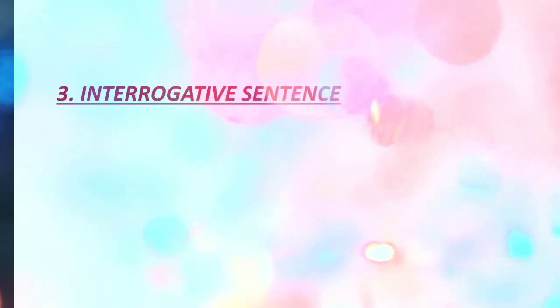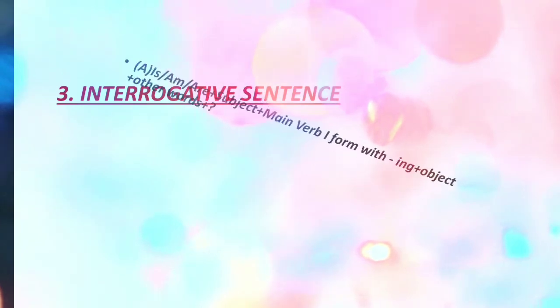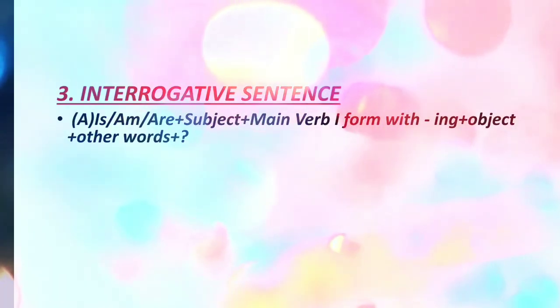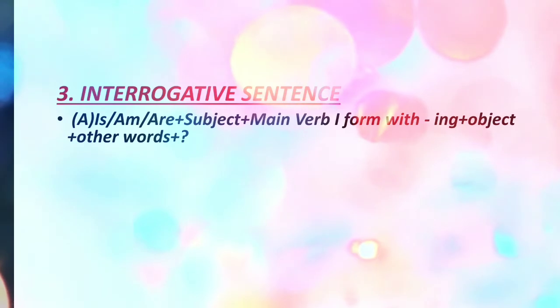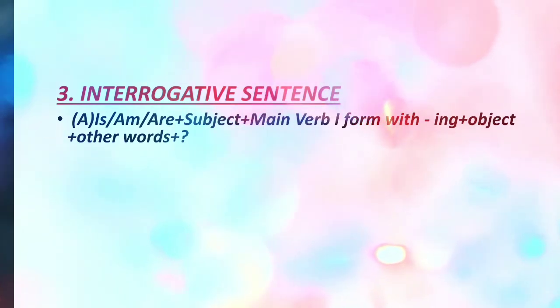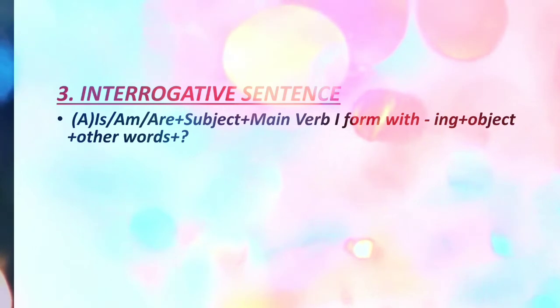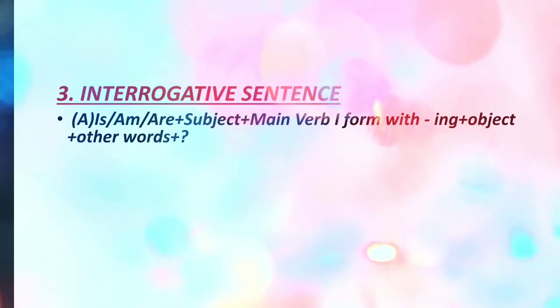As we have discussed in the last class, interrogative sentences are divided into two parts. The first one is yes-no type interrogative and the second one is question word type. The yes-no type interrogative sentence structure is given here, which starts from the helping verb is, am, or are, after it the subject, main verb, the first form with ing, object and other words. And the sentence is terminated with the question mark.